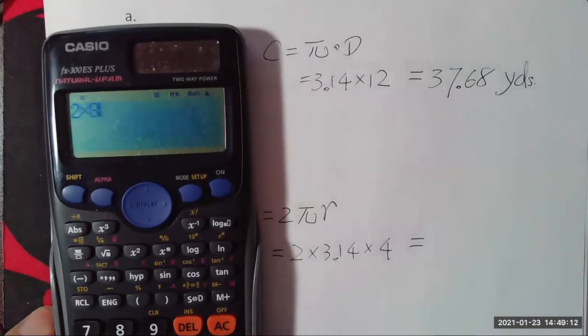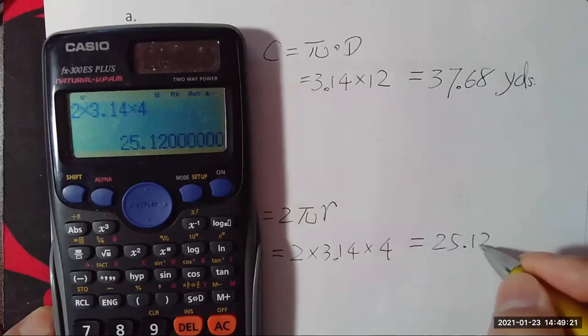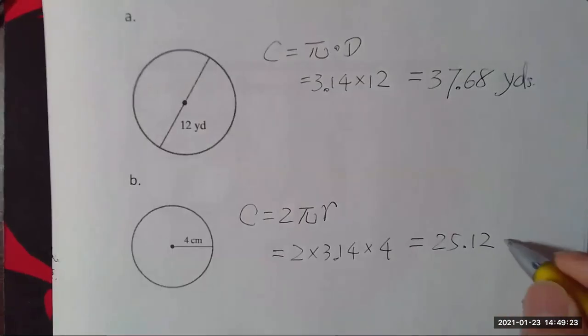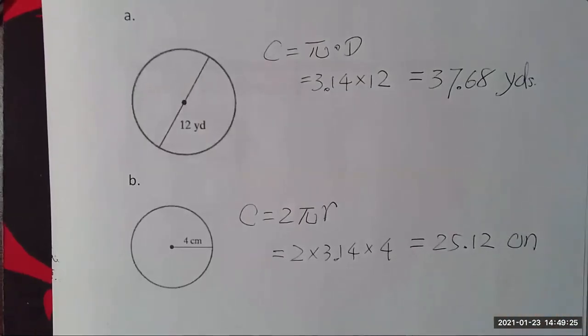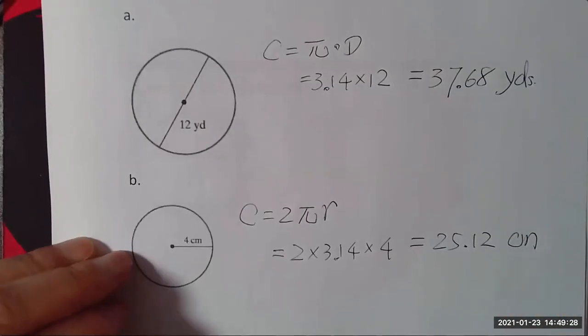Two times 3.14 times 4. So we get 25.12. And don't forget the unit, centimeters. So this is the circumference.